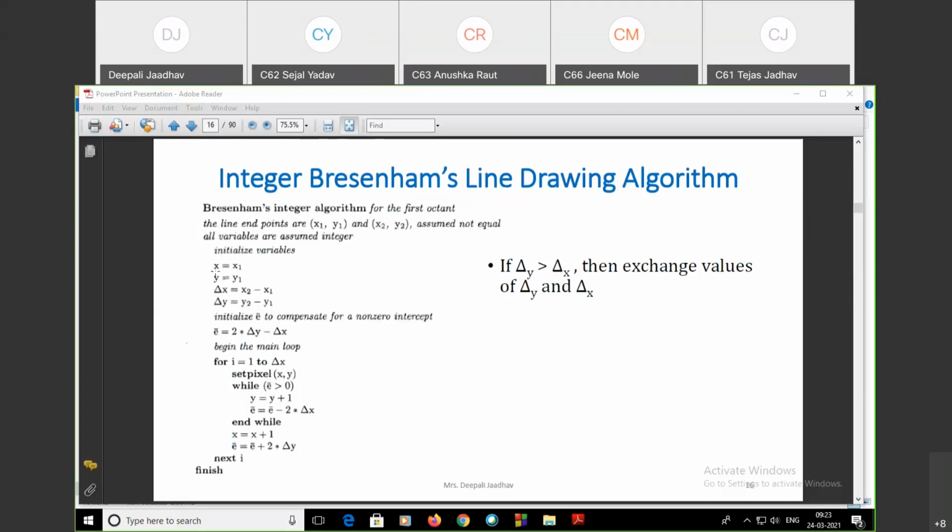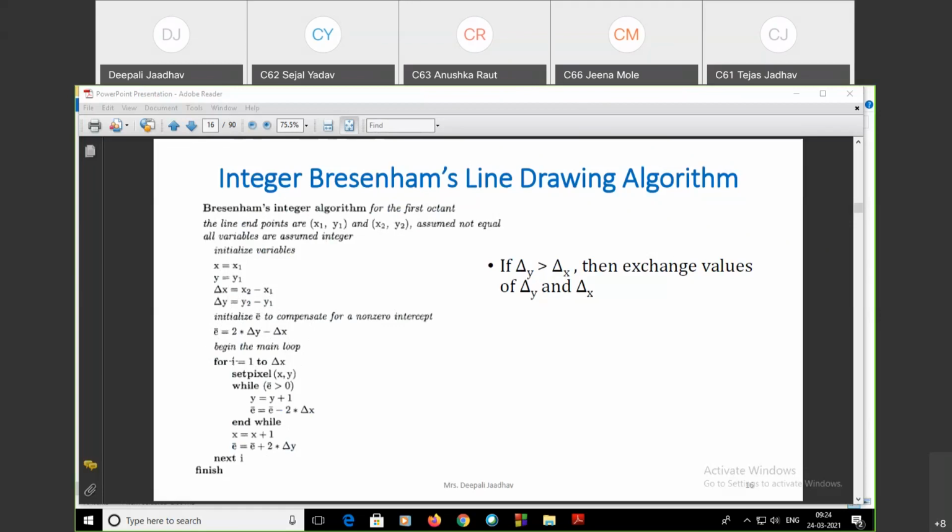And here again, the same: x is equal to x1, y is equal to y1, and we calculate delta x and delta y using the same method, x2 minus x1, y2 minus y1. The only difference is that instead of calculating the slope and using it for the error term, here the error is calculated as 2 multiplied by delta y minus delta x. So automatically every time the error is an integer value. Error is always an integer value.